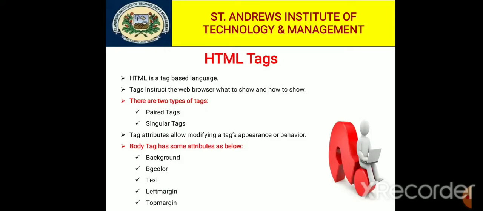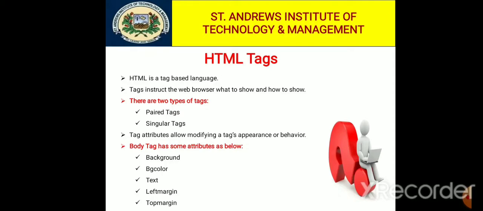Now let's discuss HTML tags. So what are HTML tags? Basically, HTML is a tag based language. The tags of HTML specify the control. These are formatting commands and they define the way of presentation of the content of web pages. So we can say that tags instruct the web browser what to show and how to show. There are two types of tags available in HTML. The first one is the paired tag and the second one is the singular tag.